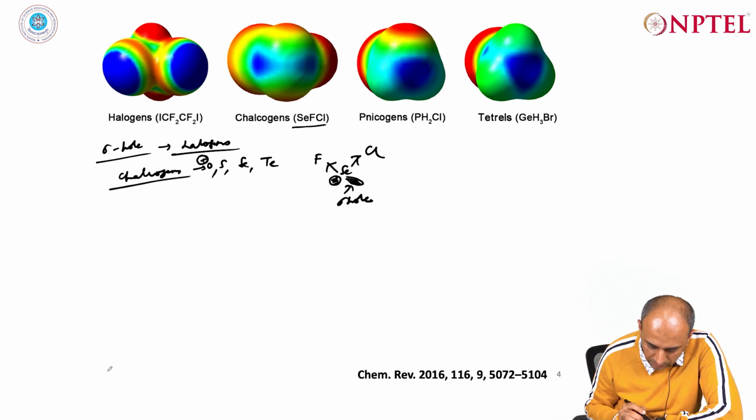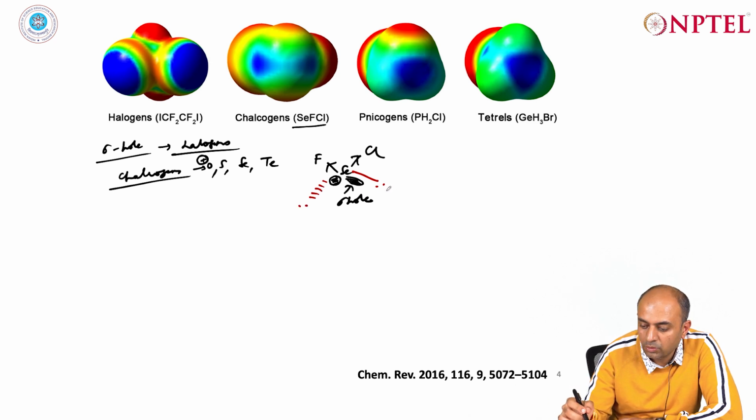Now, where are the lone pairs? The lone pairs are towards you, that is above the plane of the board and below the plane of the board. So now you can see very clearly that there are two sigma holes which are along the SeF and SeCl bonds, and there are two lone pairs which are above and below the plane. So overall this constitutes a tetrahedral kind of arrangement essentially.